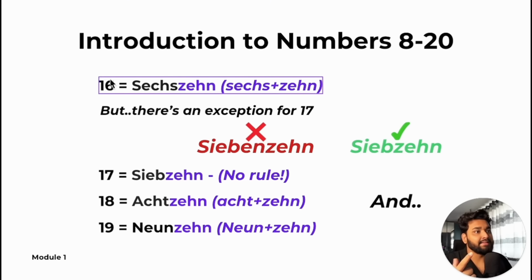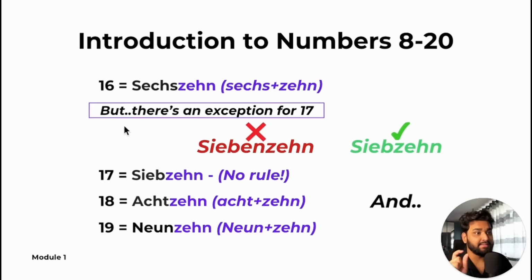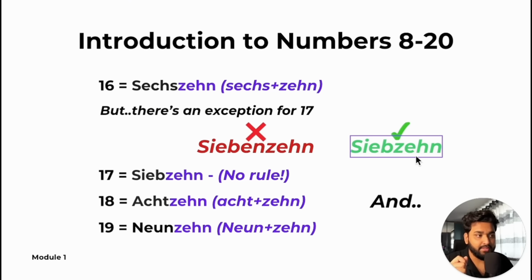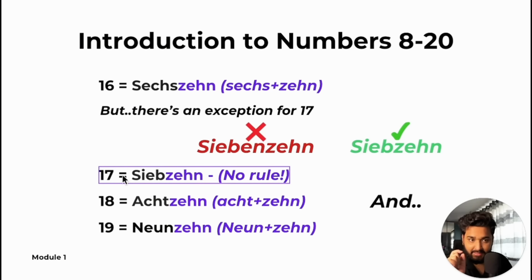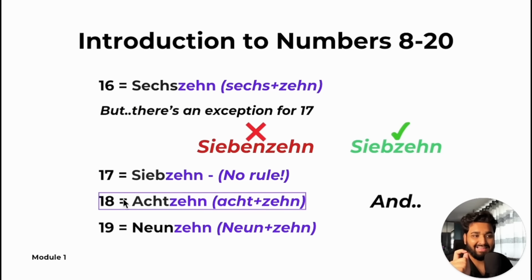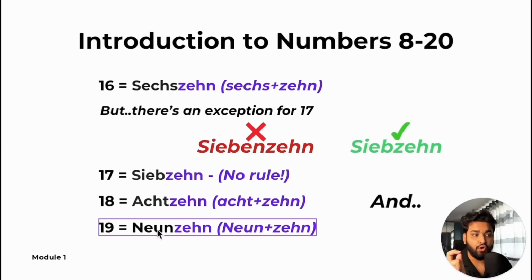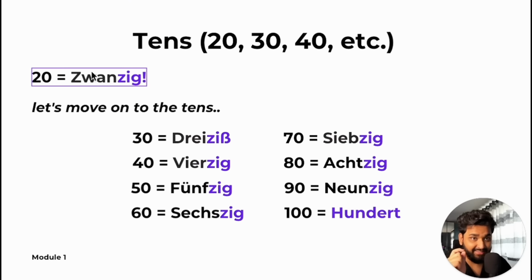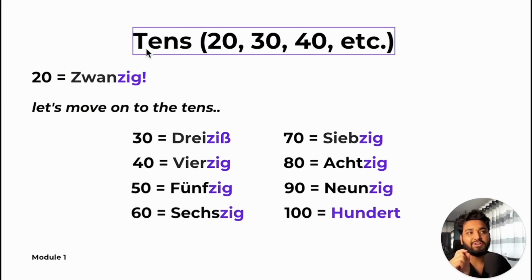16. But there is a little twist. 17 will not be sieben-zehn, it will be siebzehn. Otherwise, the other numbers will follow the rule except this 17. So 17, 18, 19, and finally, 20. Now we will talk about tens like 20, 30, 40 and more.